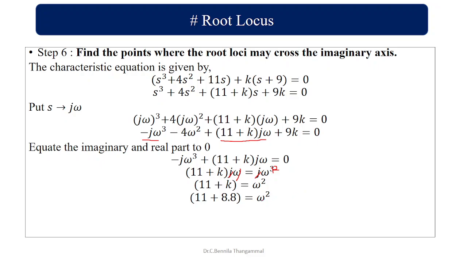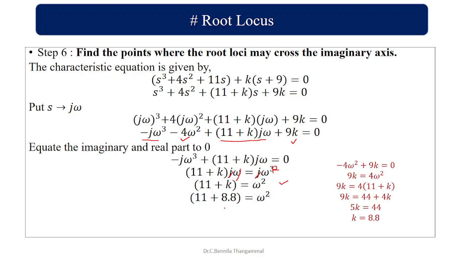So here, how to find the k value is, I will just equate the real part, that is minus 4 omega square, and then plus 9k equal to 0. So I will be taking this 4 omega square to this side, and then what is your omega square? Omega square is going to be 11 plus k. So replace your omega square as 11 plus k, and then it becomes 44 plus 4k. And then I can take this minus 4k to this side. So 9k minus 4k is going to be 5k, which is equal to 44. K is 8.8.